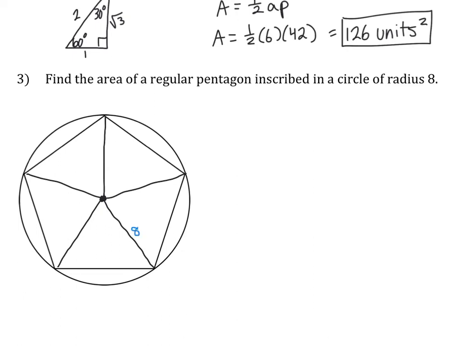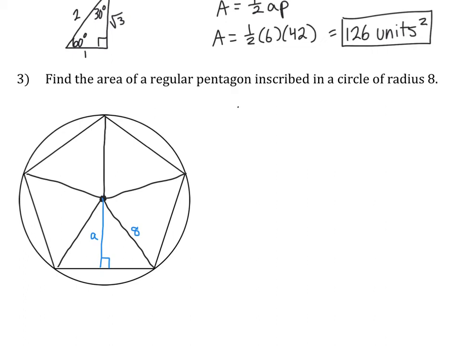So unfortunately here we don't have the apothem or the perimeter of our pentagon, but we can find that no problem. So I'm going to drop down this line. So this is going to be that apothem that we're going to be looking for. And we are going to need to do a little bit of trigonometry again. So let's start by finding out what each angle in this pentagon is equal to.